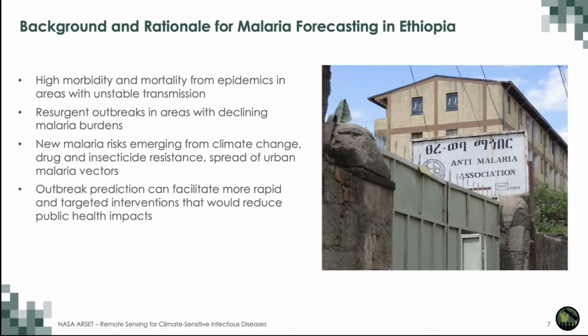We've got a variety of things happening. Ethiopia is a very mountainous country, so climate change is pushing climate suitable for malaria transmission up to higher elevations. There is drug and insecticide resistance. There's recently been introduction of urban malaria vectors from India. There have been challenges with sustaining interventions, challenges with civil conflict. And this has all contributed to the resurgences that I showed in the previous slide. And the idea behind outbreak prediction is that it can facilitate more rapid and targeted interventions that would reduce the public health impacts. So instead of reacting after an epidemic has peaked, there's the potential to implement responses before that peak and have a greater impact.